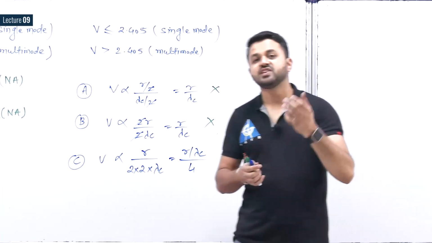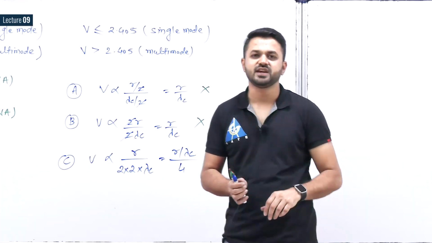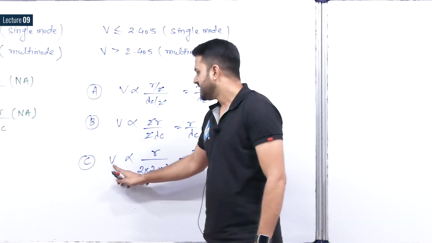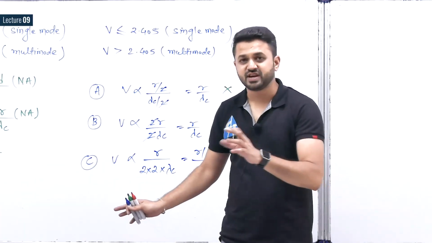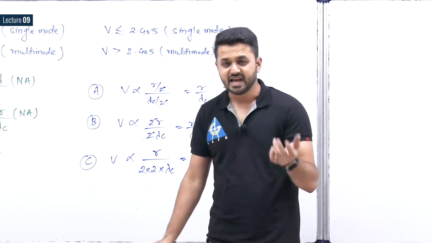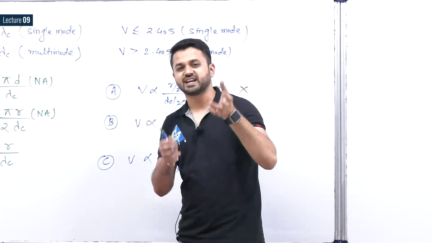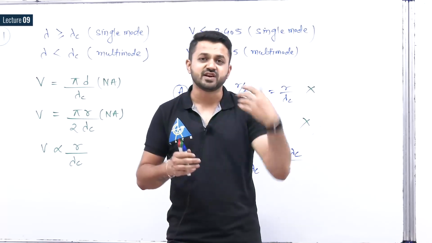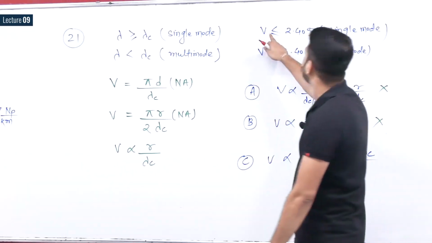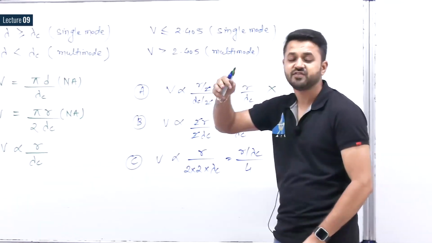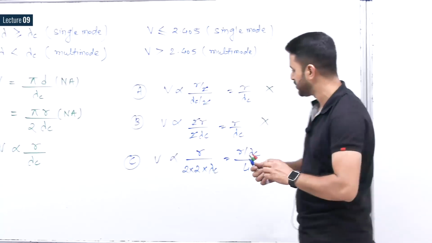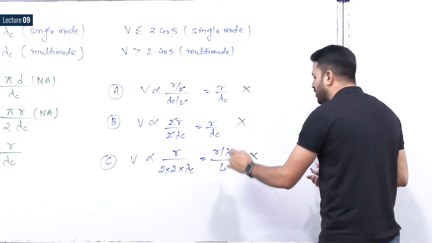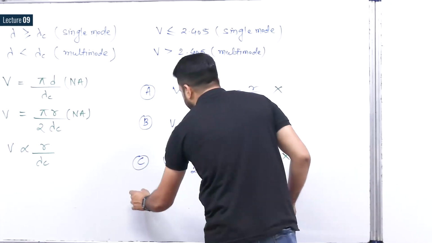So that means we are even decreasing the value of V, because the value of V corresponds to 2.405, we are getting the ratio r upon lambda c, and if you are reducing this factor r upon lambda c, that means the value of V is even decreasing, and when the value of V is less than 2.405, it works in a single mode, but we don't want a single mode operation. So this C cannot be the correct one.